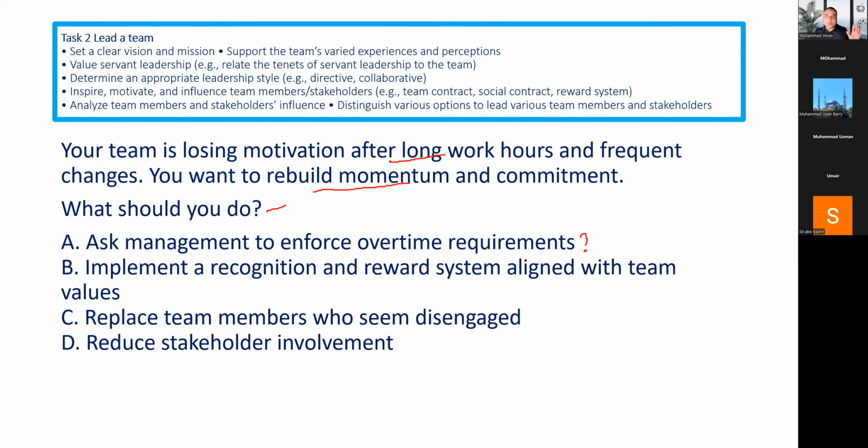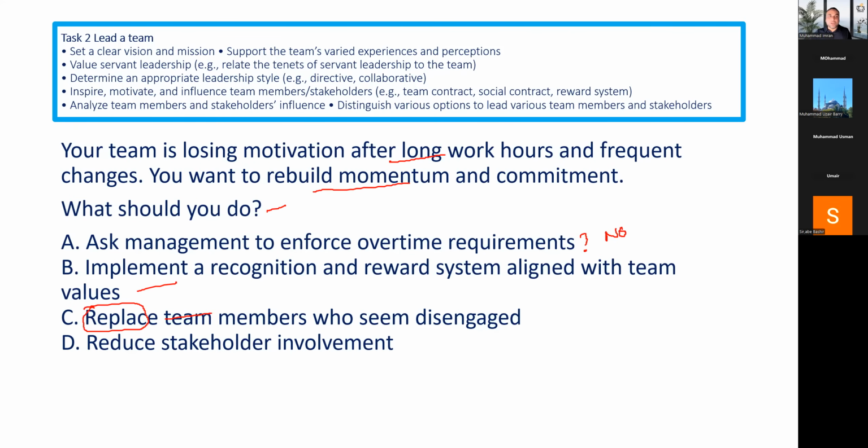Do we allow these things in a project, to do things by force? No, right? We cannot. Implement a rewards and recognition system with team values seems to be a better answer. When I see the word, I will not even bother to read further. I will stop to save time.